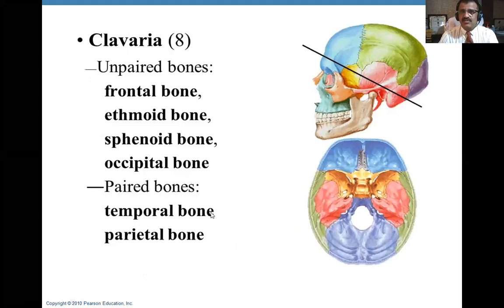The temporal bones are 2 in number, the parietal bones are 2 in number. So here you get 4, plus 1, 2, 3, 4, they are single: frontal, ethmoid, sphenoid, occipital. They are the single bones. You can see in this picture once again. And paired are temporal and parietal.